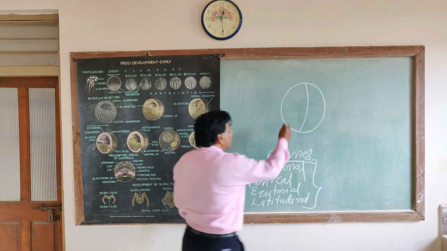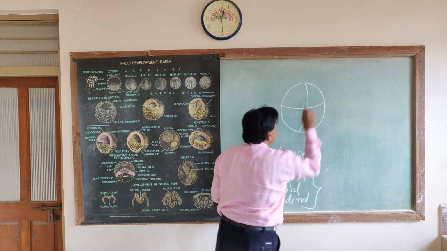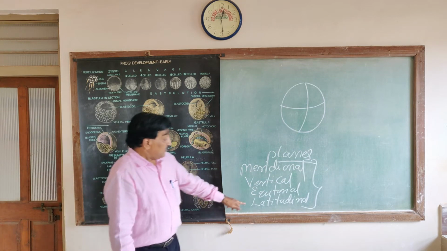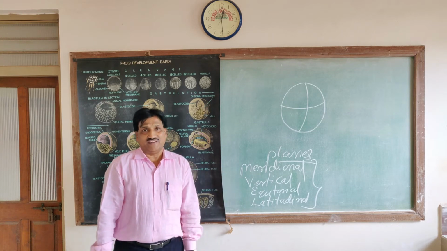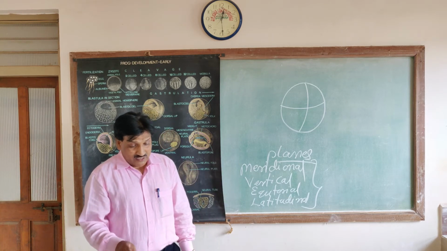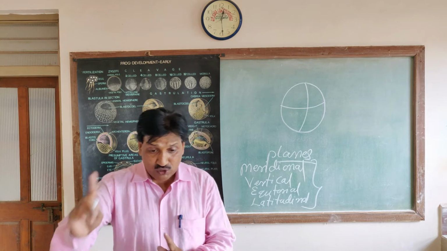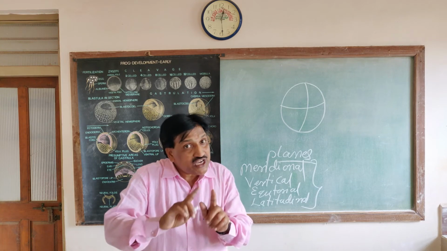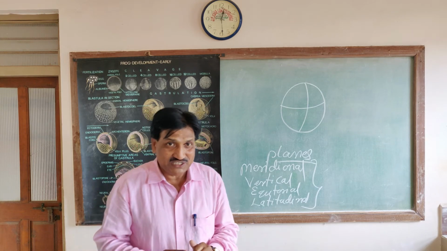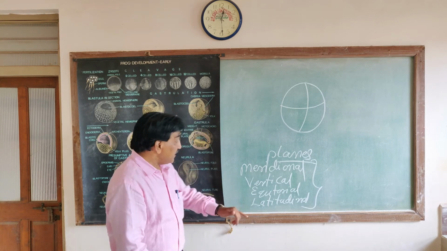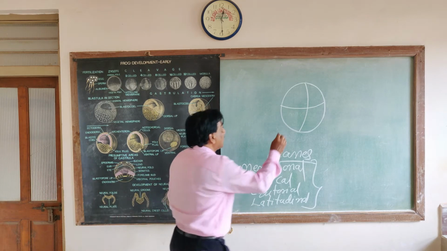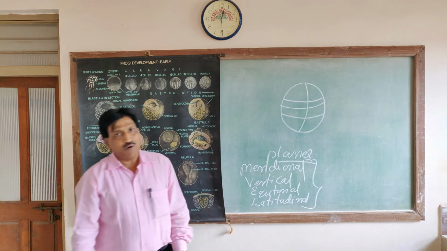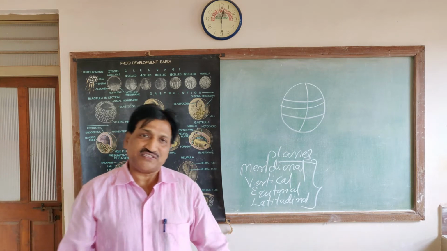Equatorial is halfway between the animal pole and the vegetal pole. Halfway, the center. That is called equatorial. The fourth one is called the latitudinal. Latitudinal takes place at a right angle to the central axis or median axis. Here it occurs above the equatorial region or below the equatorial region.